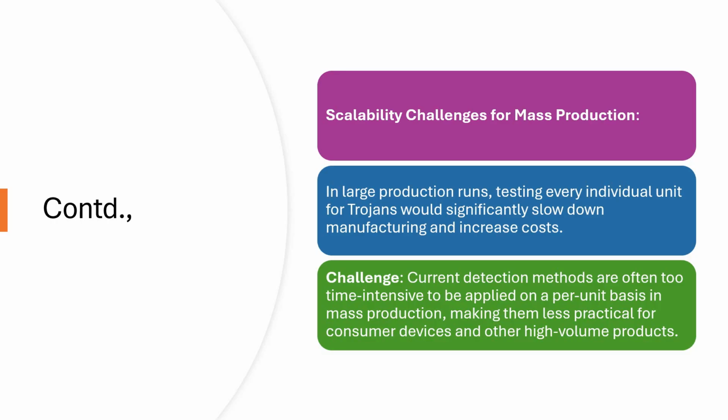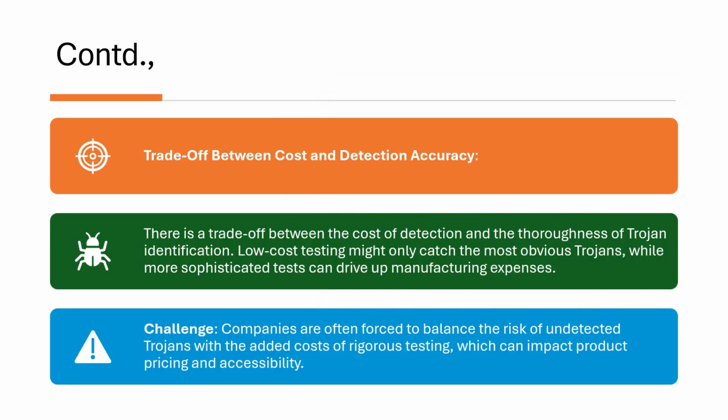Scalability challenges are also in line with us. In large production runs, testing every individual unit for Trojans is almost a nightmare. It's impossible. Current detection methods are often too time intensive, and it is not possible for us to take each and every unit and test it for Trojans. That's very difficult.